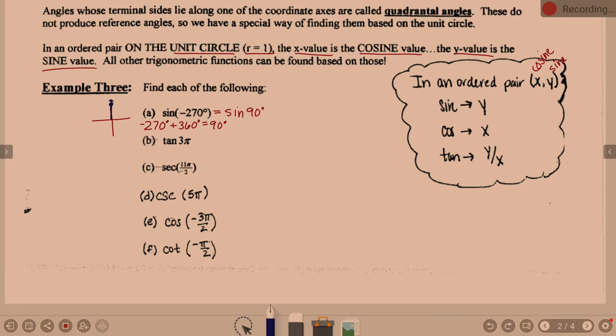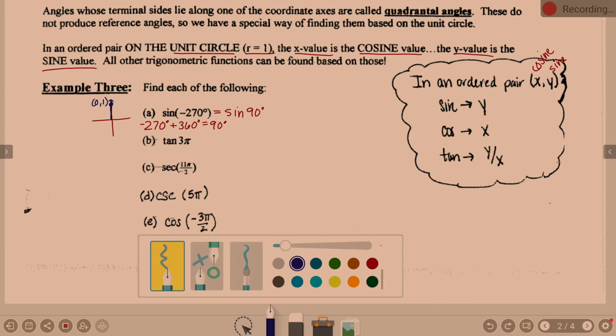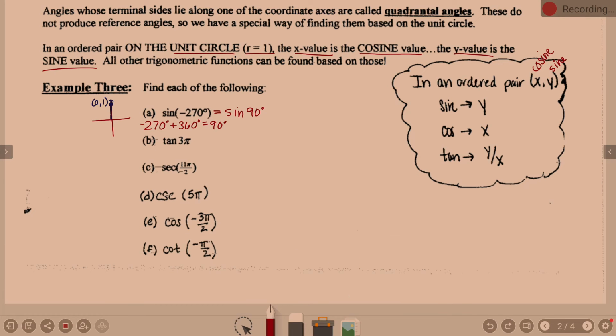You go left to right, how far? 0. And you go up 1. So this ordered pair representing the point on this angle is 0, 1. Well, if that's 0, 1, what is the sine of 90 degrees? And why is it 1?